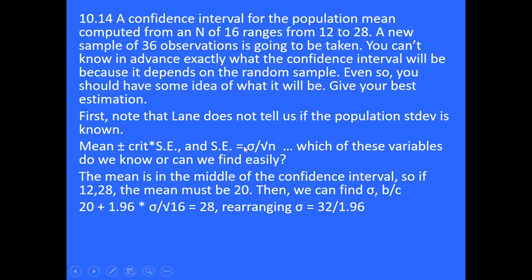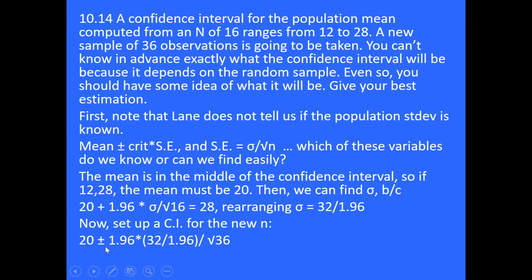So now we can get the entire new confidence interval. So set up a new one. It would be 20 plus or minus the critical value times here's that population standard deviation divided by the square root of n. Okay, so you solve that, and you will get exactly the same answer that Lane has in the guide.